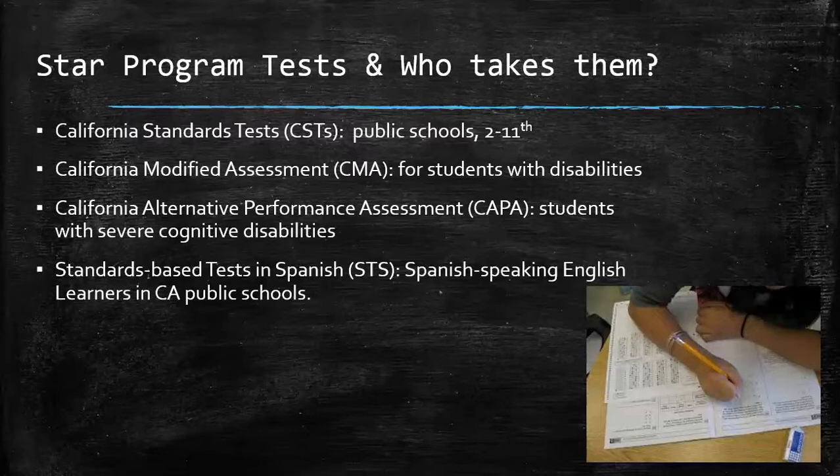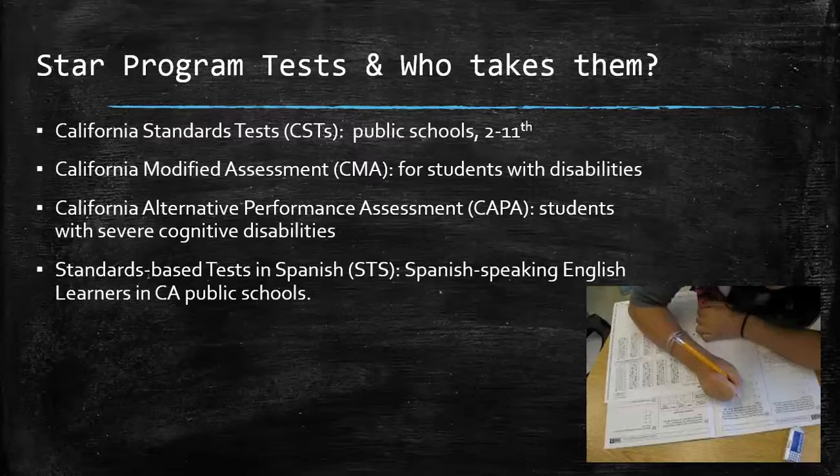So like I mentioned, from 1998 all the way up to 2012, I believe it was, grades 2 through 11 would take a STAR test. Parents did have an option to exempt their children by submitting a written request to the school, but if not, the state STAR consisted of 4 major tests. The first one is the California Standards Test, which is for any student in public schools, grades 2 through 12.